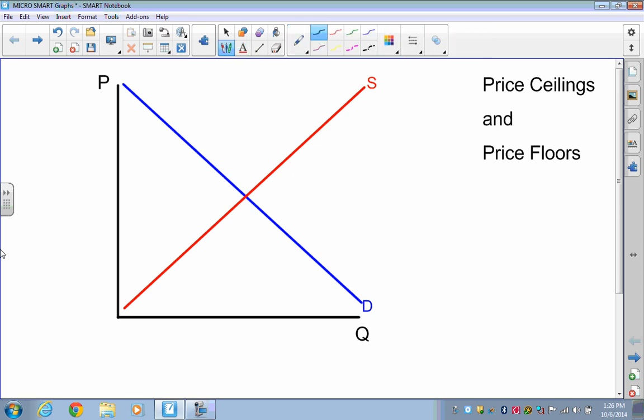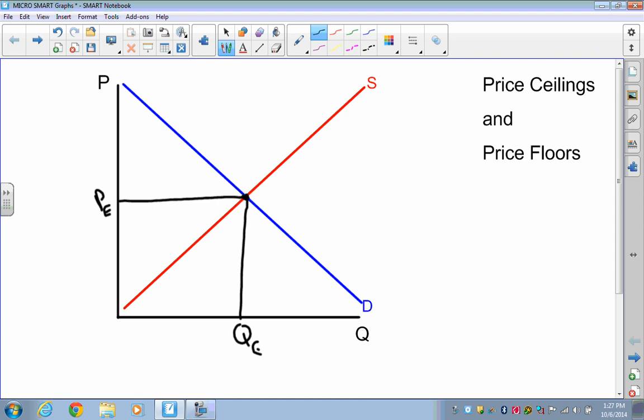Now, right here we have our PQSD, nice and easy. We know that where will our price and quantity be? Which is called equilibrium. And is equilibrium a good thing or a bad thing? Right, so here's our equilibrium quantity and our equilibrium price.